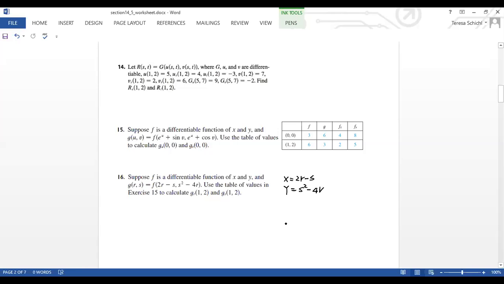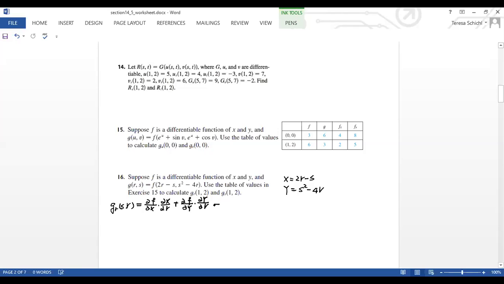So in order to find g_r, I'm taking the partial derivative with respect to r, and both x and y depend on r. So the first thing is ∂f/∂x times ∂x/∂r, plus ∂f/∂y times ∂y/∂r, because they both have two variables.